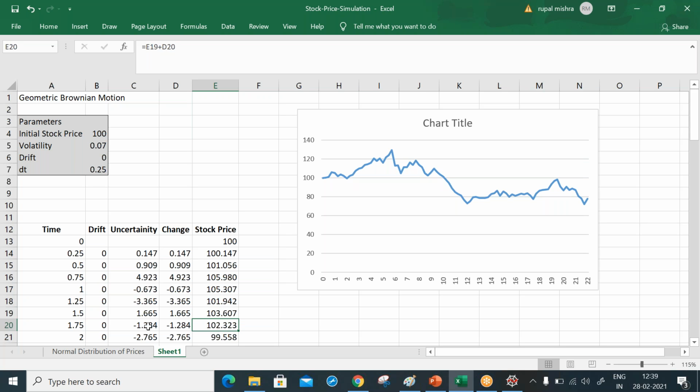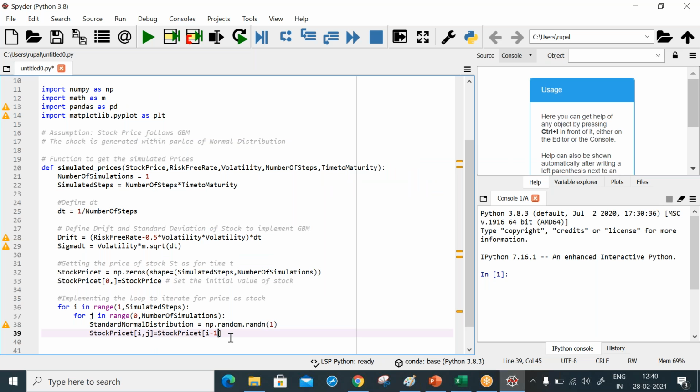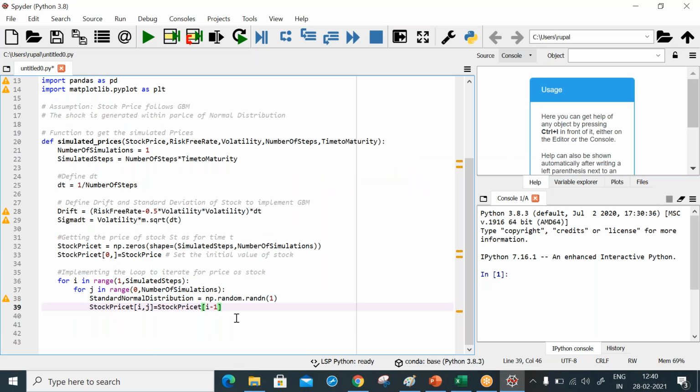If you see, to calculate your uncertainty also, one of the values is E19, that is the previous day value. We have to use that previous day value as well. Stock price at time t, i minus 1. Of course, comma, the column number will remain the same, because it's the number of simulations, at which simulation you are, third, fourth, fifth, whatever it is. For each simulation we are running that thing. Multiplied by, again I will use the math library, math.exp. Okay.